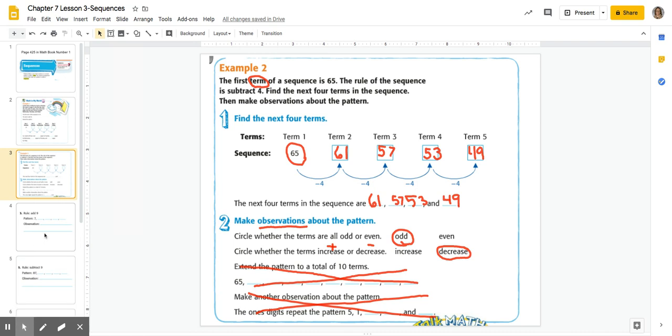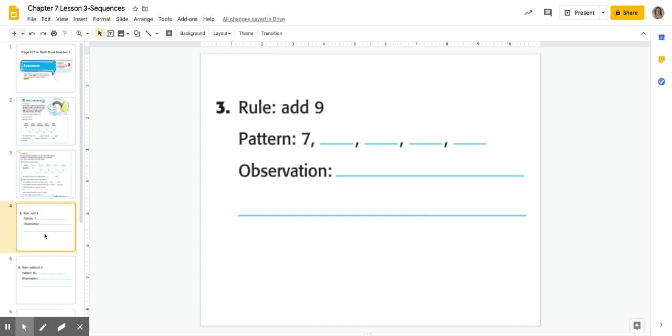All right, we're going to look at the independent practice page. So flip over to page 427. We're not going to do all of these because, like you know, I like to kind of skip around. So we're only going to do some of them, not all of them. All right. So here we go. We're going to look at number 3. Our first number, let me get my pen ready here. Our first number, our first term in our sequence is 7. And our rule, every time we're going to add 9.